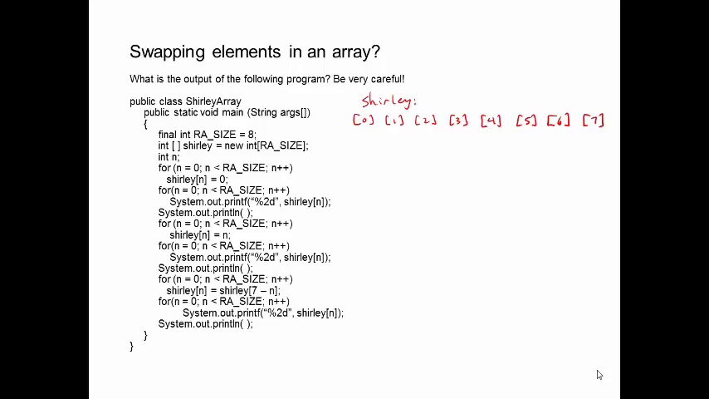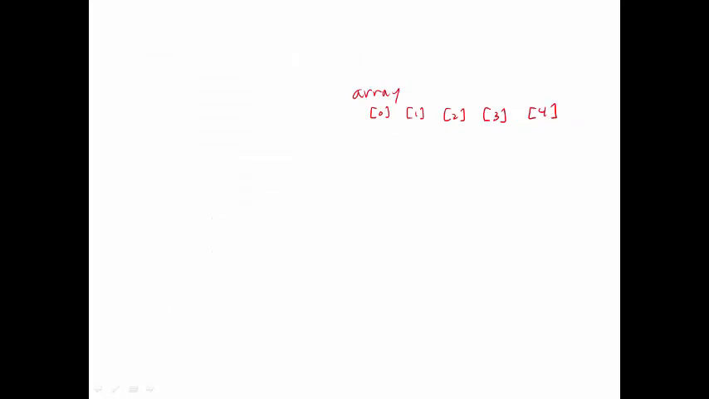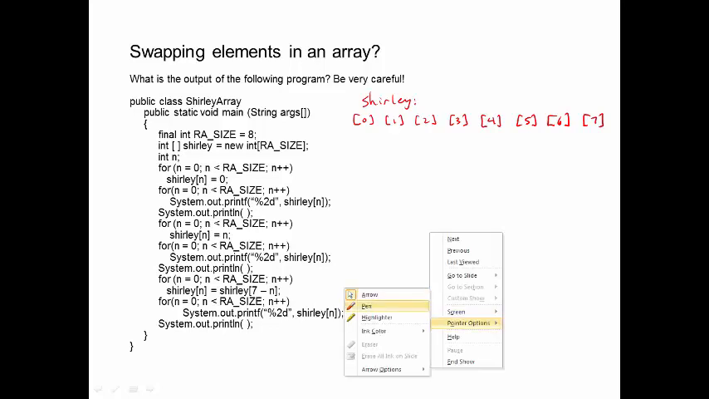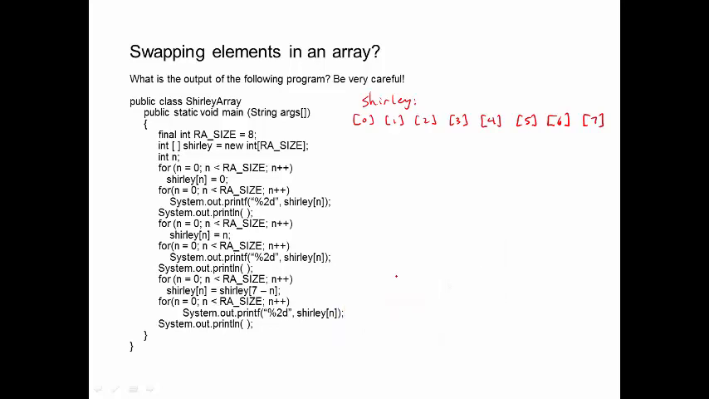What's the output of the following program? Be very careful. Take a look at this program where we declare an array named Shirley of length ARRAY_SIZE using a permanent constant. When Java creates an array, Java will always fill it with zeros automatically, so you get that for free. So I'm just going to fill up all of Shirley here with zeros.